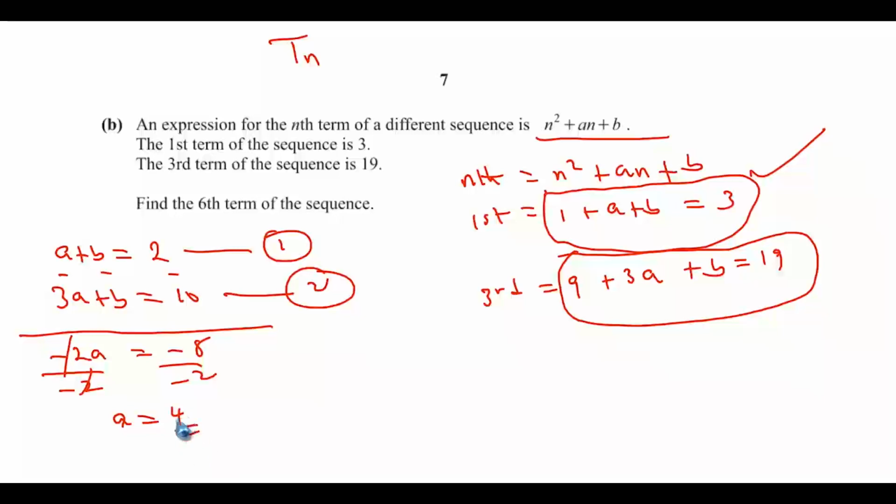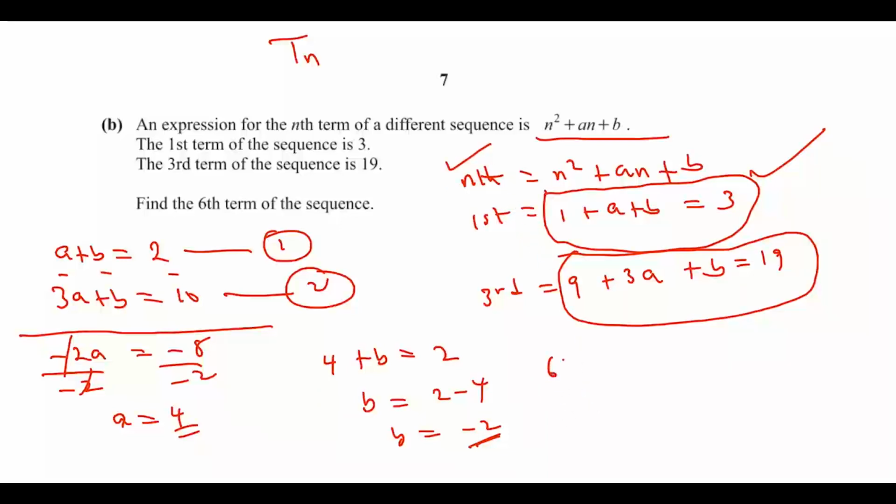Then we need to get the value of b from equation 1. Since equation 1 is a plus b equals to 2 and a is already 4, then 4 plus b is equals to 2. So that means b will be equals to 2 minus 4. Then b is equals to negative 2. So that is the value of b. Now that we know the values of a and b, it's easy to get the required term, which is the sixth term. The sixth term will be when n is equals to 6. Don't forget that this is our nth term up here.